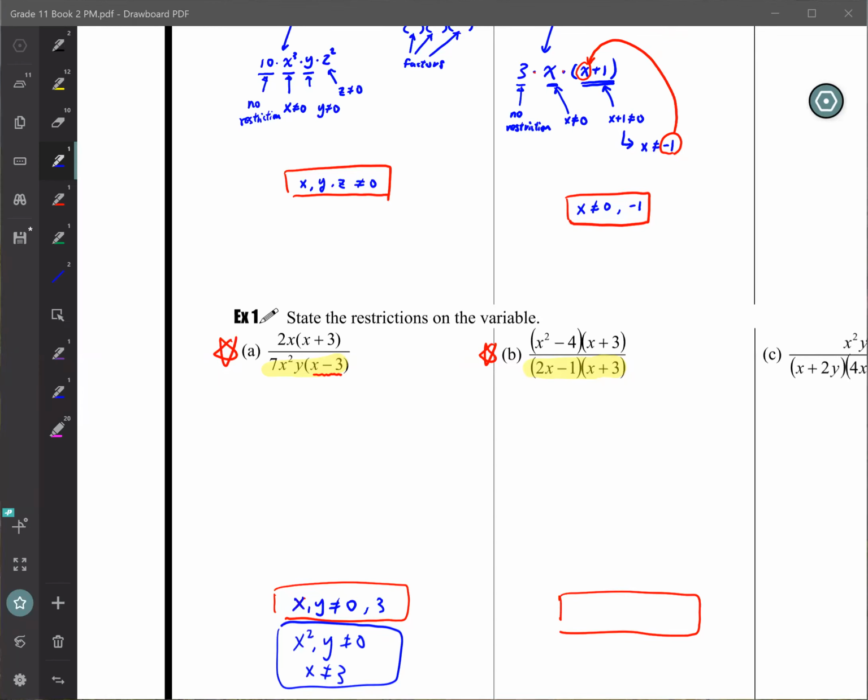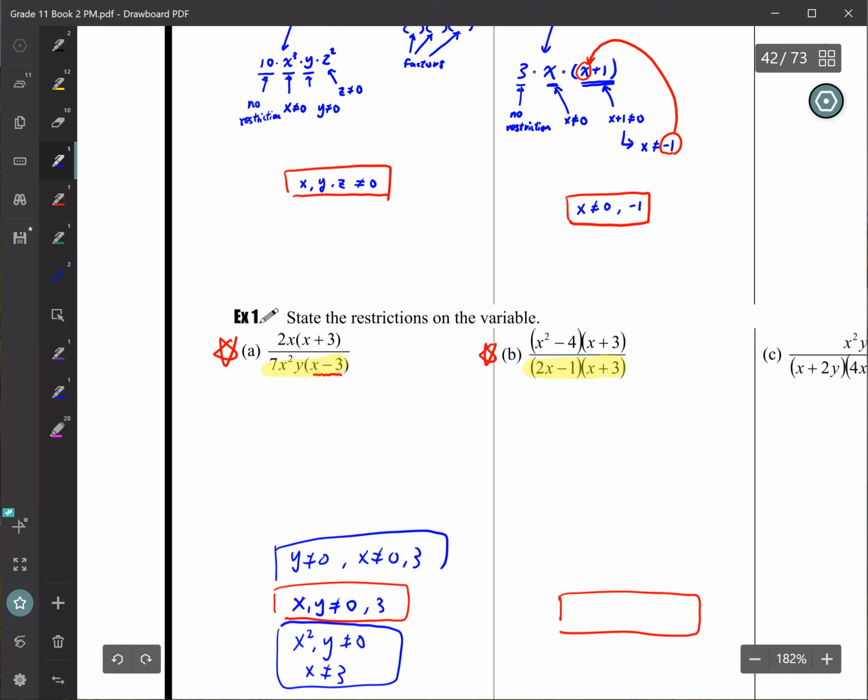Anyone else has a different answer? Harry, what's yours look like? y cannot equal 0, x cannot equal 0 and 3. Okay. So we have three ways of writing the restriction here. Anyone else want to add to that? Anyone else got different?